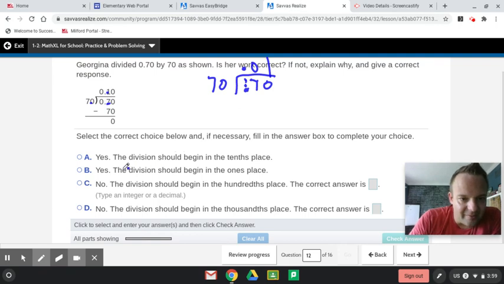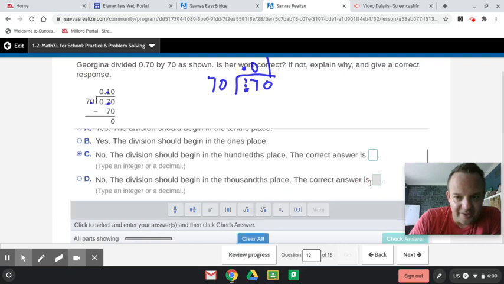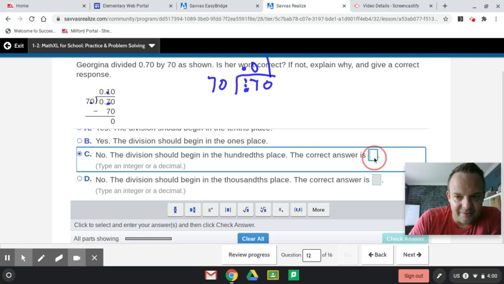So skip the first 2 that say yes. No, the division should begin in the hundredths place. And the correct answer is 100ths.